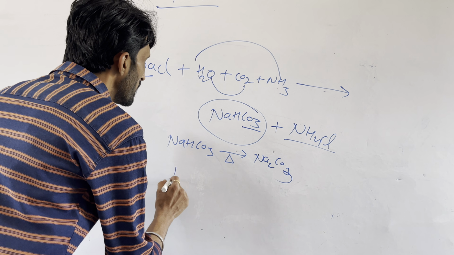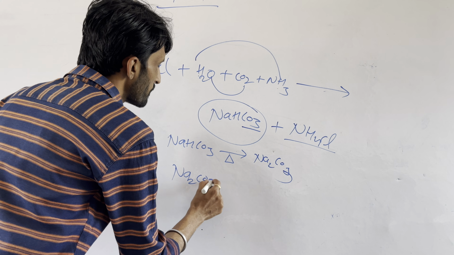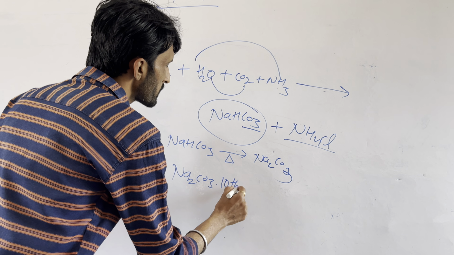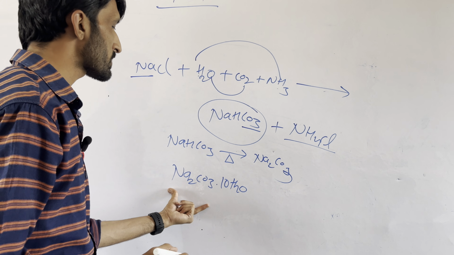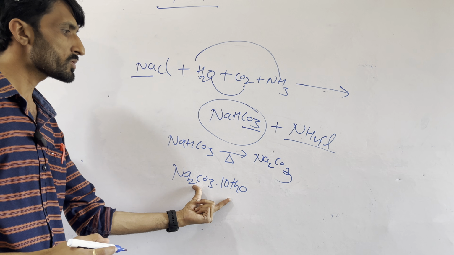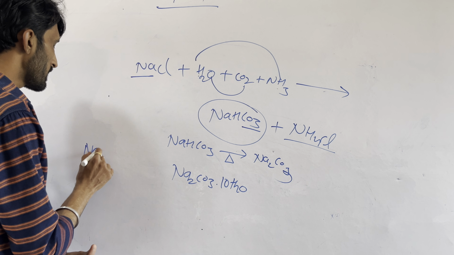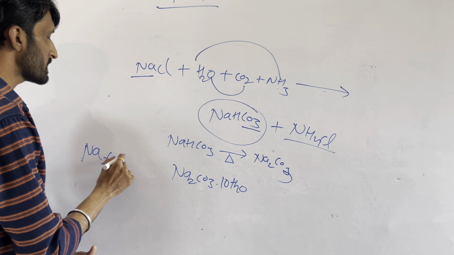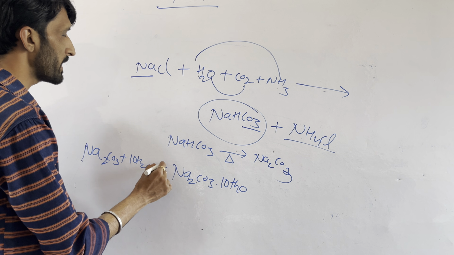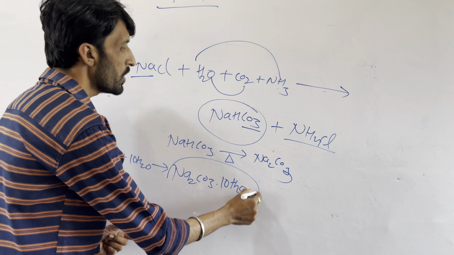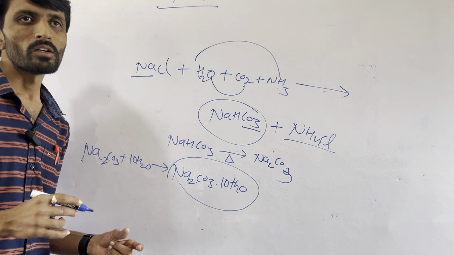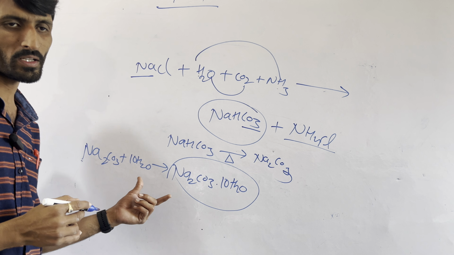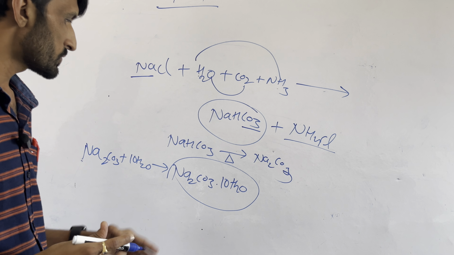So we are adding Na2CO3 dot 10H2O. This is actually called washing soda. How are we doing it? Na2CO3 plus 10H2O we are adding and we are obtaining this, which is called washing soda. So we are washing the cloths with this one. This is called washing soda.